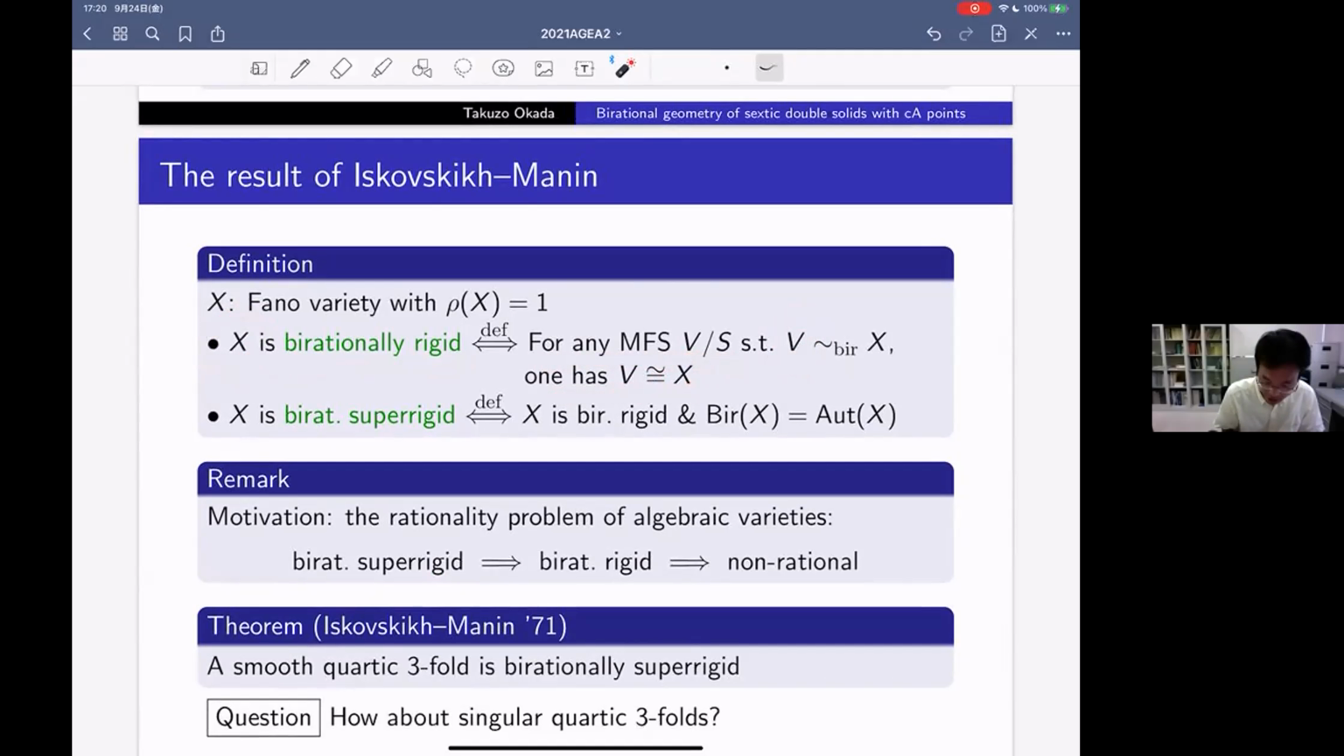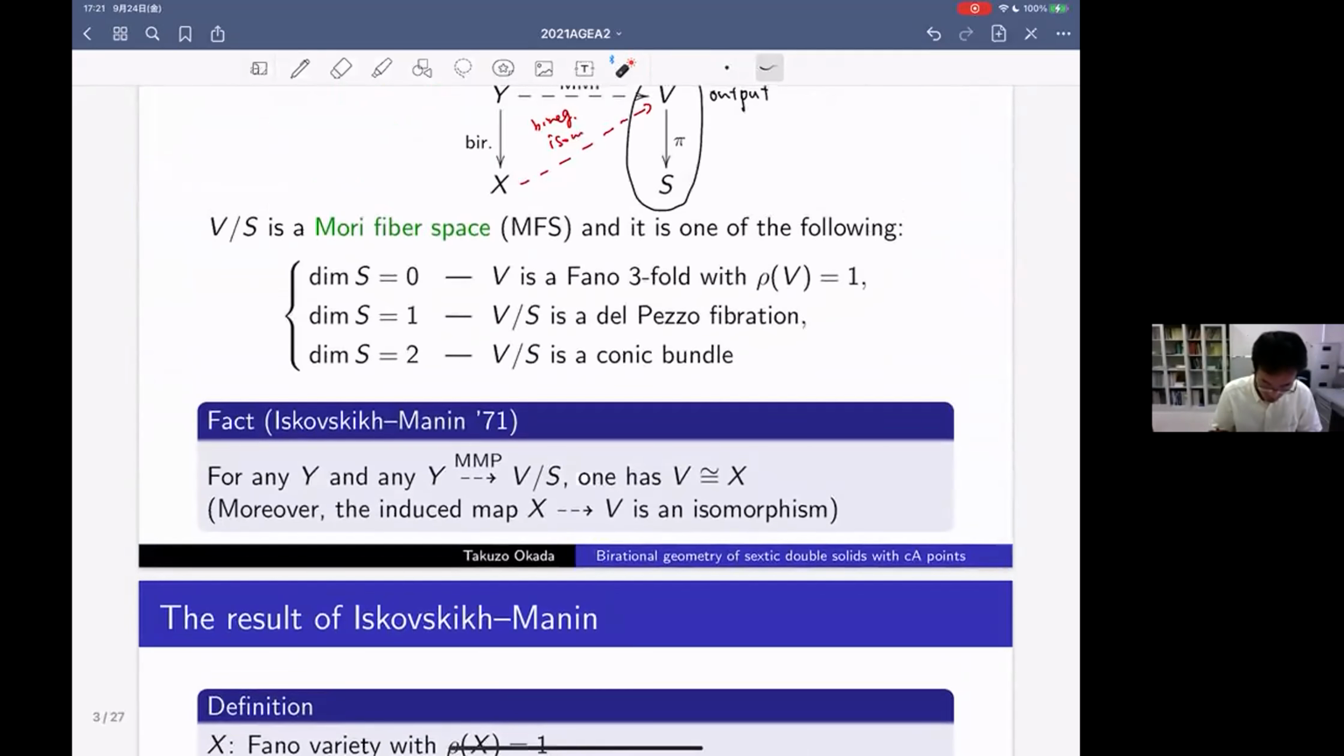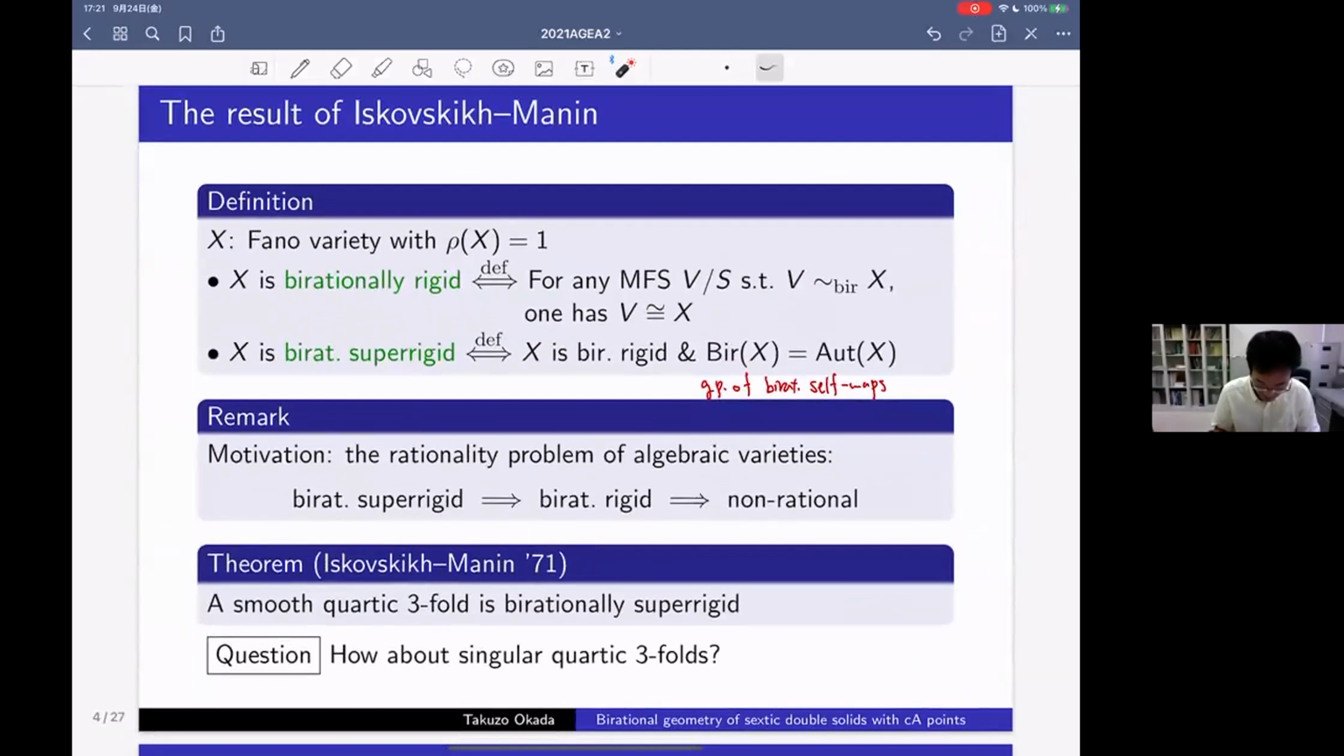So this is birational rigidity, and super rigidity is much stronger. It is birationally super rigid if it is birationally rigid and the group of birational self maps coincides with the group of automorphisms.